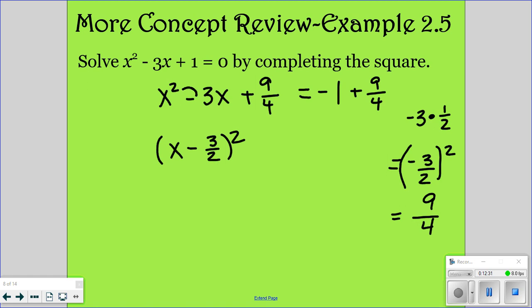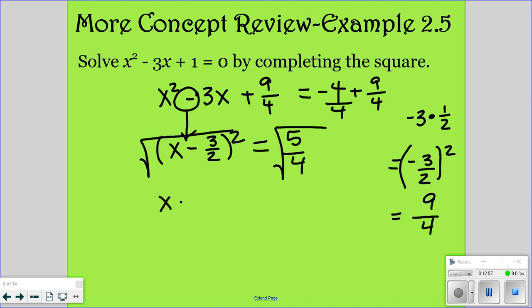Whatever the sign is here, that sign is going to transfer down there. So that's how it factors. And then on the right side, negative 1 plus 9 over 4. 1 is 4 over 4. So negative 4 plus 9 is a positive 5 over 4.